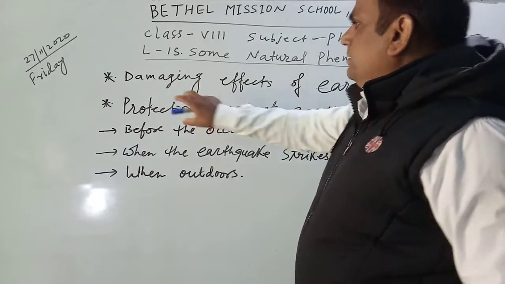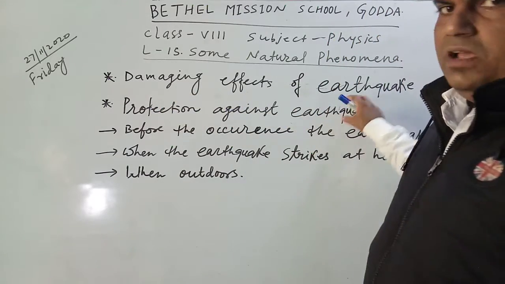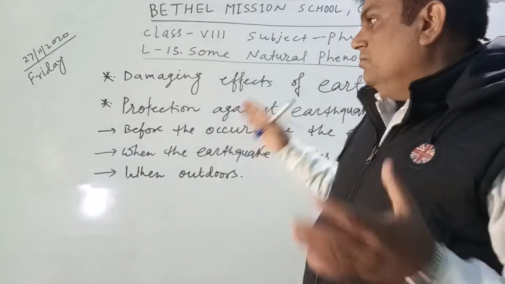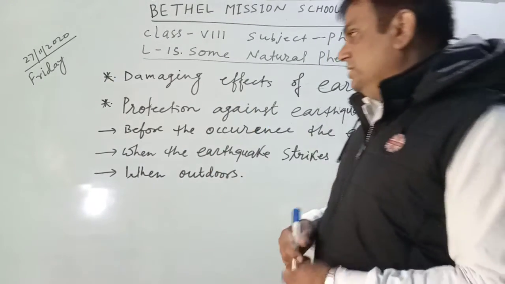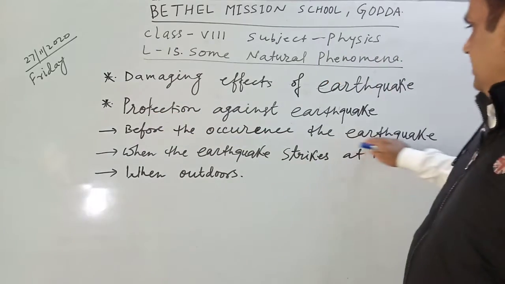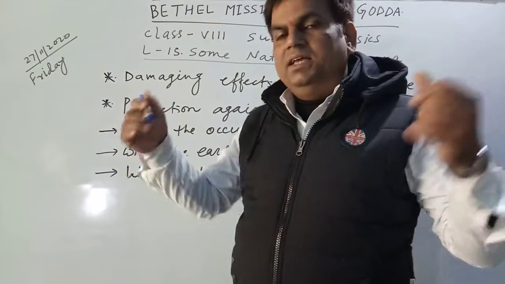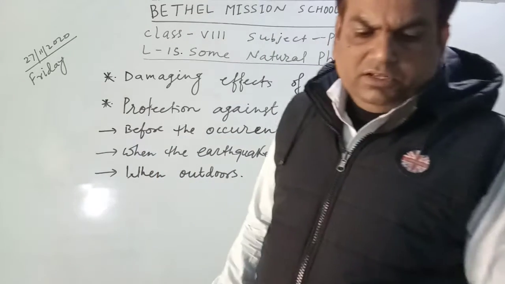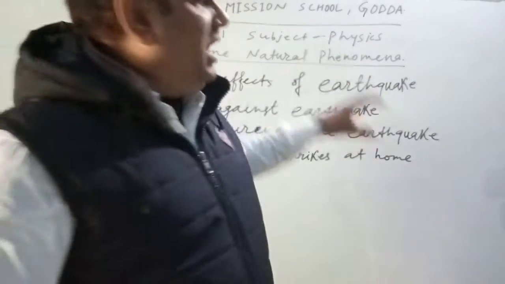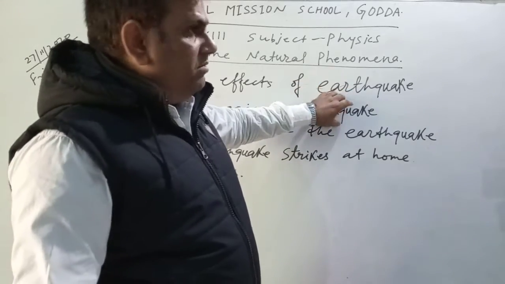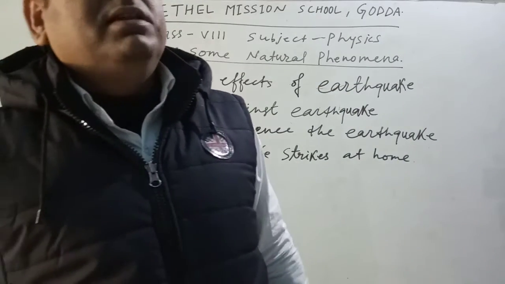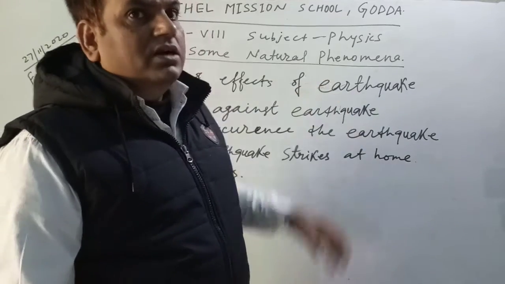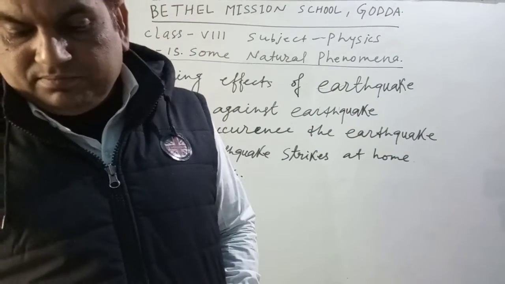What protection should we take against earthquakes? When there is an earthquake, we should take some precautions. Which kind of precaution should we take before the occurrence of an earthquake, when the earthquake is not occurring in any area? We should not make very high buildings in very sensitive areas. Sensitive area means where most earthquakes occur. So we should not make very tall buildings.